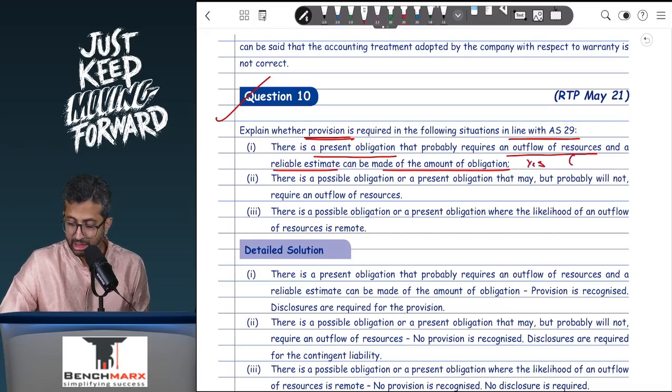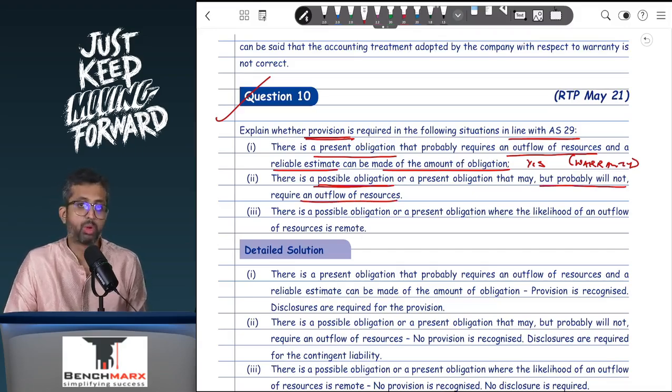Yes. This is like a warranty provision where there is a present obligation the moment you make the sale, and you can reliably estimate how much will be the cost. Second, there's a possible obligation like an ongoing lawsuit or a present obligation that may but probably will not require an outflow. May but probably will not. And hence there is uncertainty.